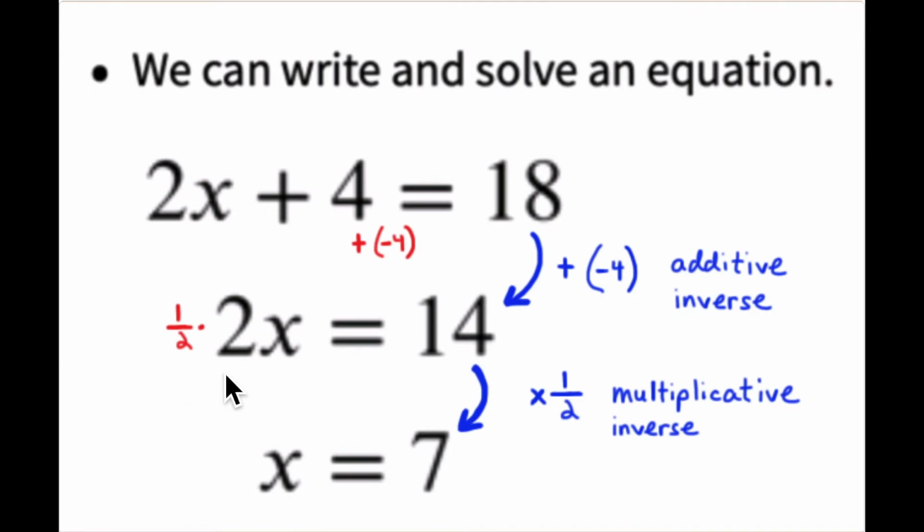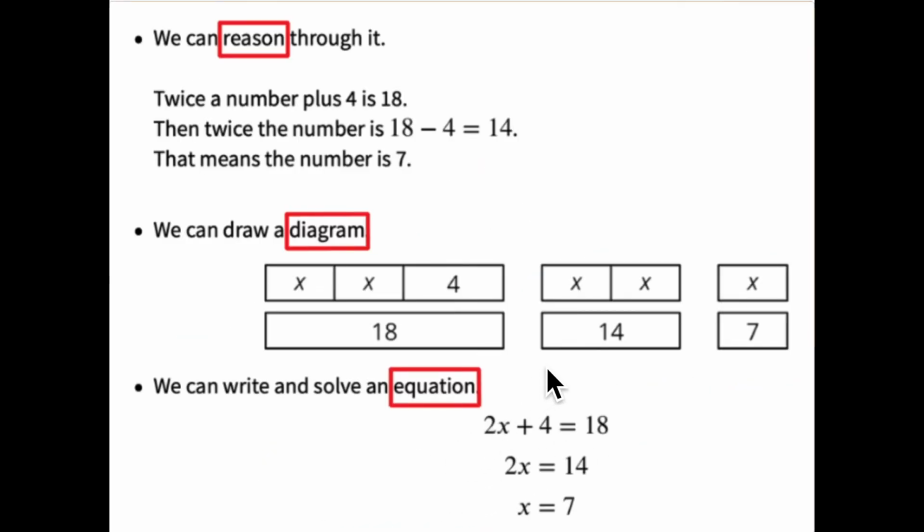A number times its multiplicative inverse equals 1, and 1 is the identity property of multiplication. Any number times 1 equals that number. So you get rid of this 2 by multiplying by its multiplicative inverse, 1/2, and you're left with x equals 7. I like using a combination of diagrams or drawings and equations to solve these problems.